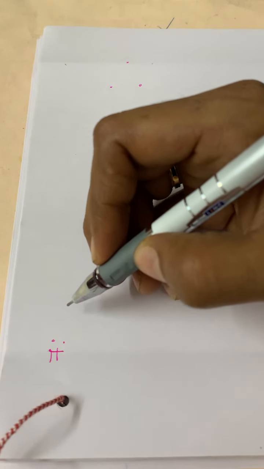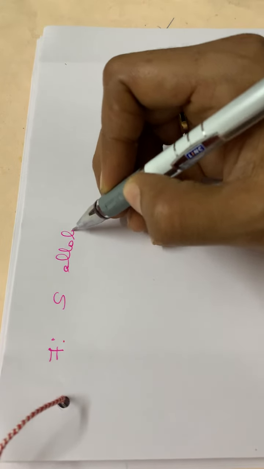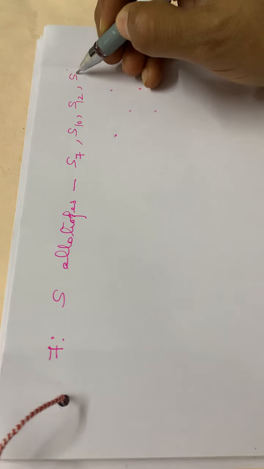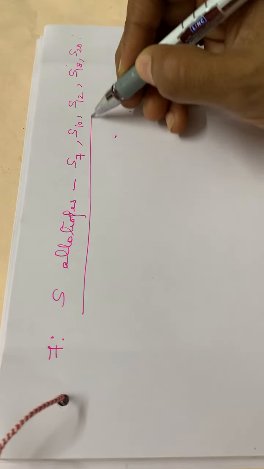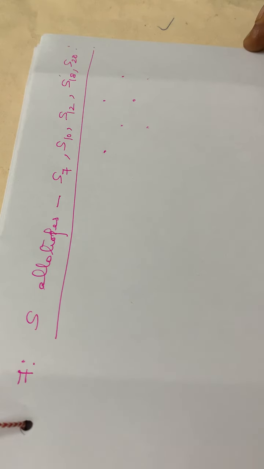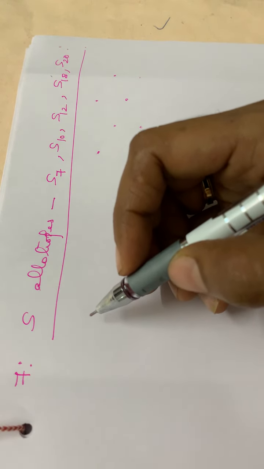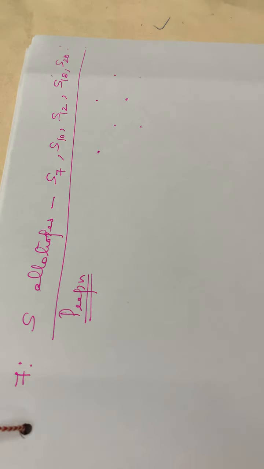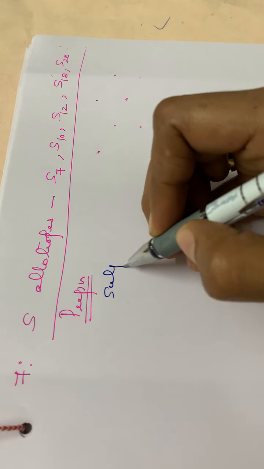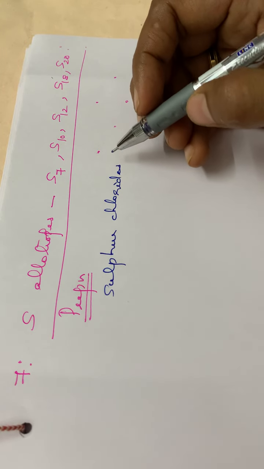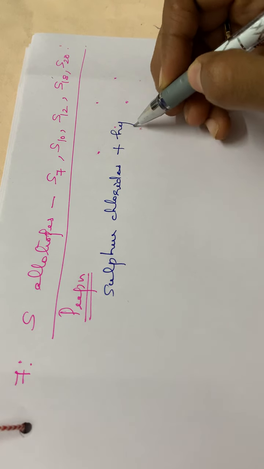Then the last one, that is the different cyclic forms of sulfur. The seventh one. Sulfur allotropes having S7, then S10, S12, S18, S20. Okay, so these allotropes are obtained by treating sulfur chlorides with hydrogen polysulfides. Okay, the general method of preparation is by treating sulfur chlorides with hydrogen polysulfides.